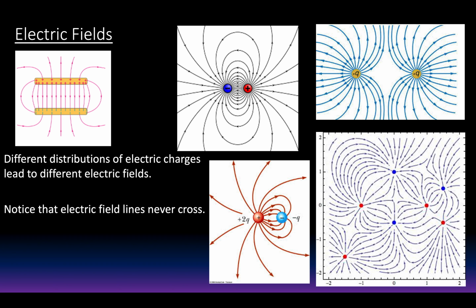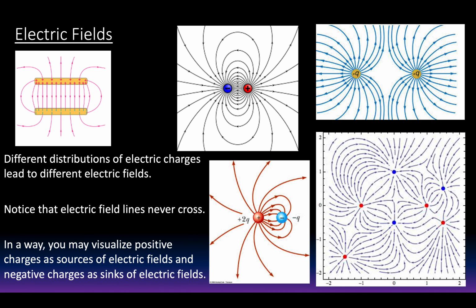Also, one other comment I want to mention, but I'm not fully on board with this line of reasoning, is that in a way, if you want, you could visualize positive charges as sources of electric fields and negative charges as sinks of electric fields. So you could imagine that the positive charges create the electric field that emanates outward, because remember, the electric field points away from positive charges, and the negative charges are the sinks of electric fields. So electric fields will point towards the negative charges and then be destroyed when they reach it.